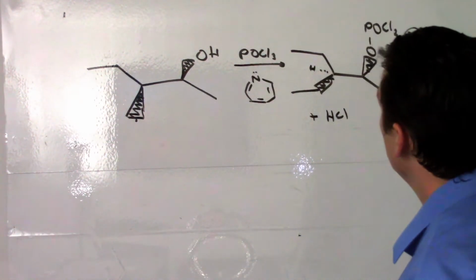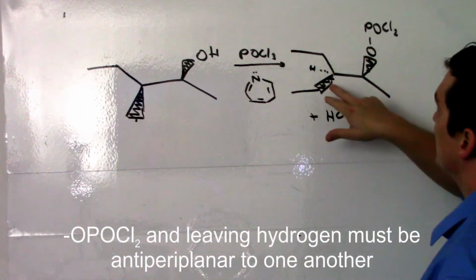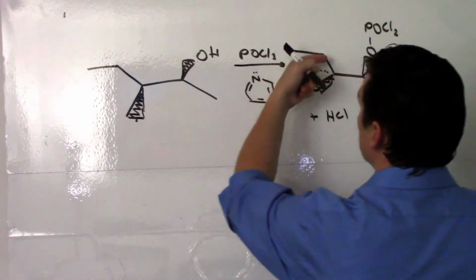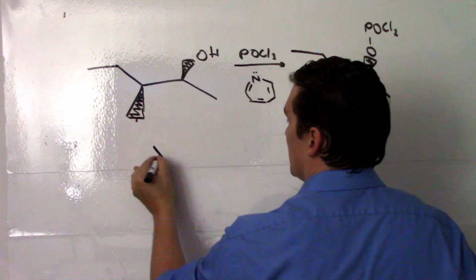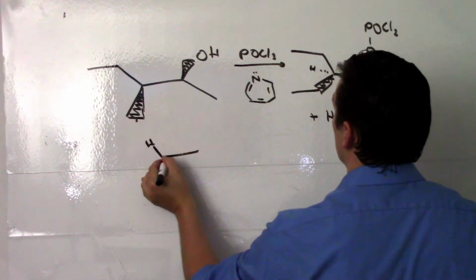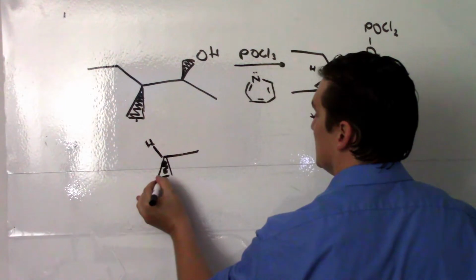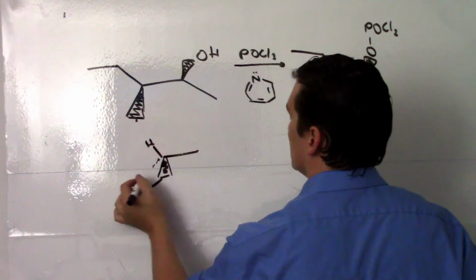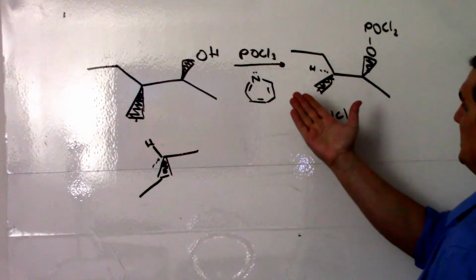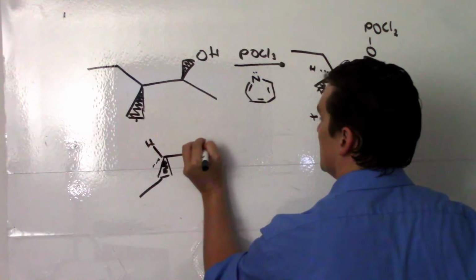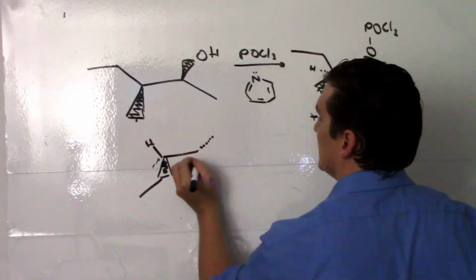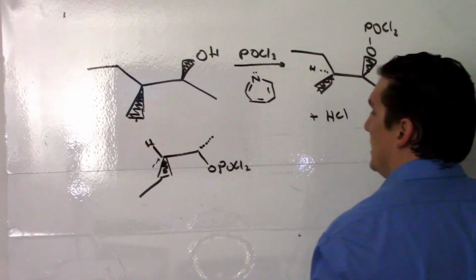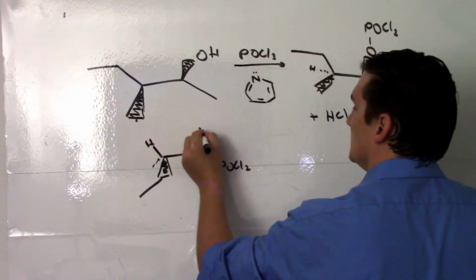So what we need to do is rotate this molecule in such a way that the hydrogen and this POCl2 group are on opposite sides. So if I take this compound and I rotate it, what I'm going to get is hydrogen up, this ethyl group out, this methyl group back. And then for our alcohol, we want to rotate it so it's on the other side. So this is going to put this methyl group back, this POCl2 group down, and we're going to have a hydrogen up.